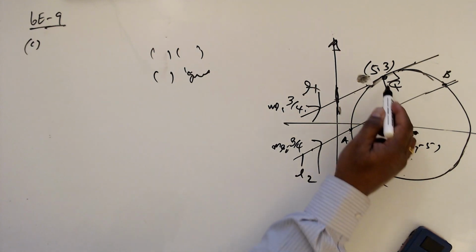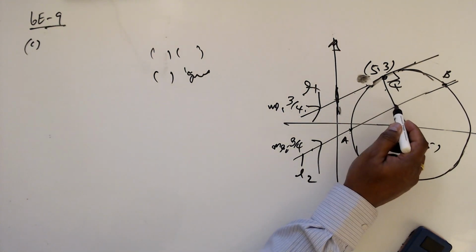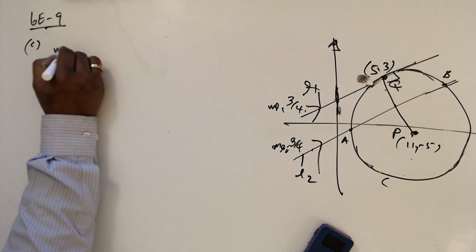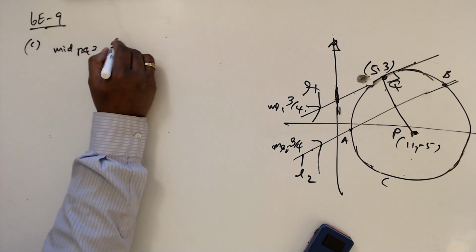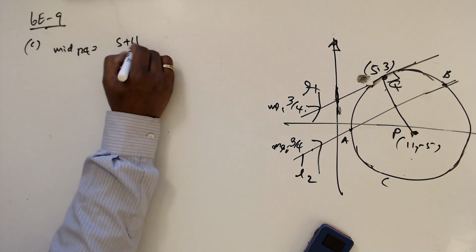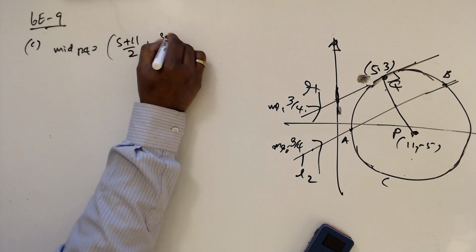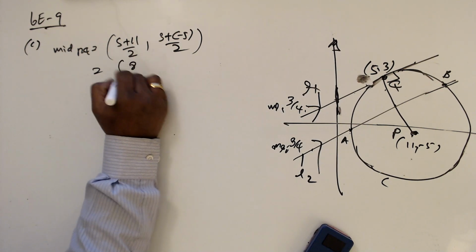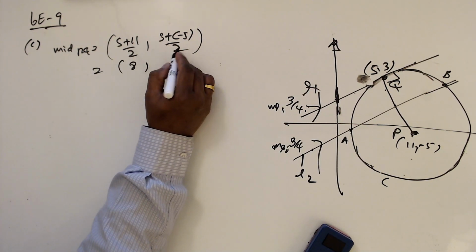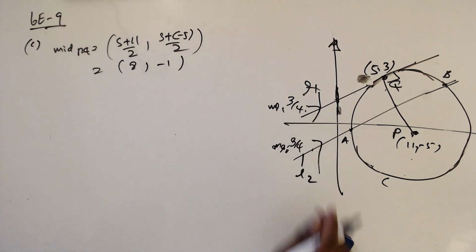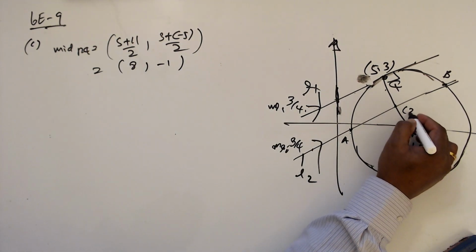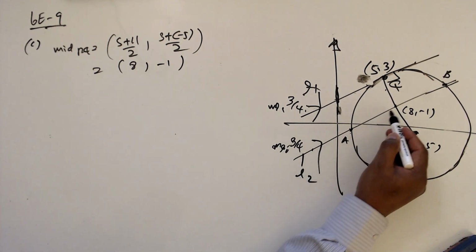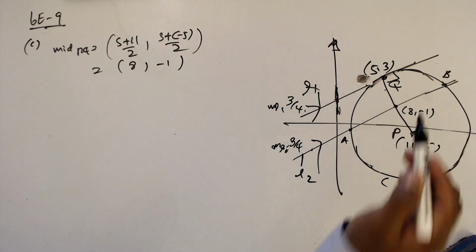It is given that this line goes through the midpoint of PQ. This is P and Q. So the midpoint of PQ is (x1 + x2) divided by 2, (y1 + y2) divided by 2. This is 16 divided by 2, which is 8. This is -2 divided by 2, which is -1. This point is (8, -1). The line goes through the midpoint, which means (8, -1).